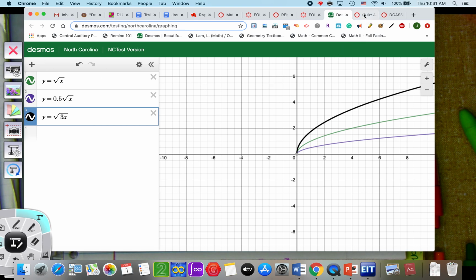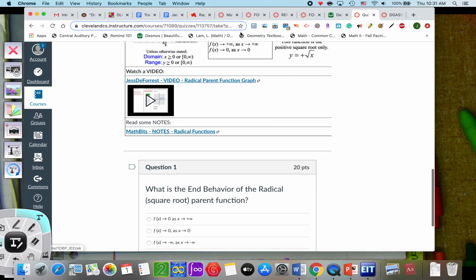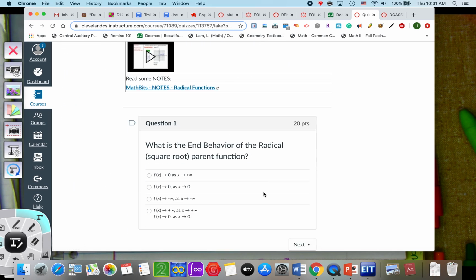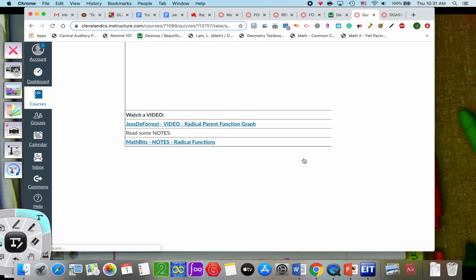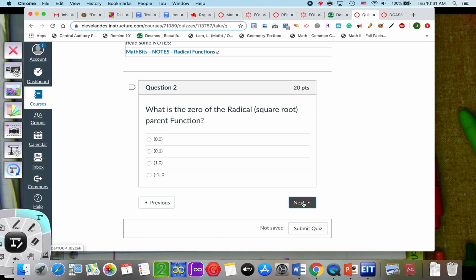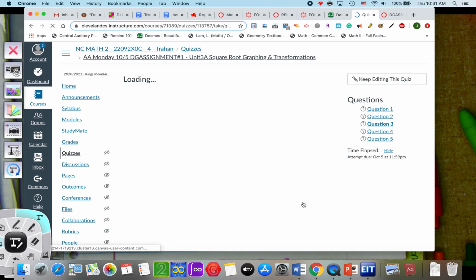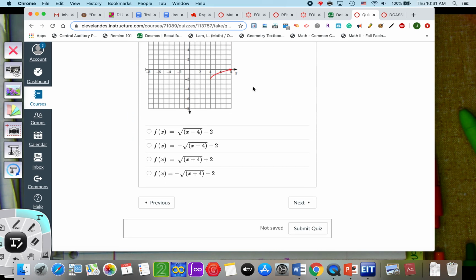Alrighty, and then like I said, here's your assignment, and you can just use Desmos, so you can look at those videos, notes, etc. This one's asking about the end behavior of the parent function. The next question is asking about the zeros from the parent function. The next one is asking about transformations. You're identifying the equation that matches the graph, so go to Desmos and graph it. And then you have some questions about transformations.